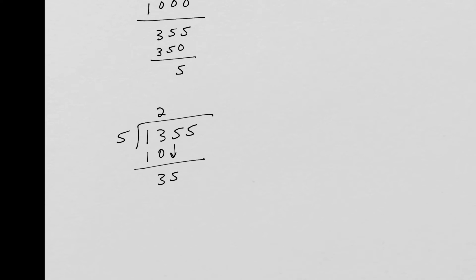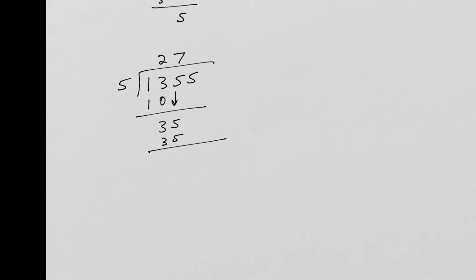So 35. Now I can ask, how many times does 5 go into 35? Well, it goes in 7 times. So I write the 7 in the tens place here. 7 times 5, I multiply. 7 times 5 is 35. I subtract, and then bring down the next digit.